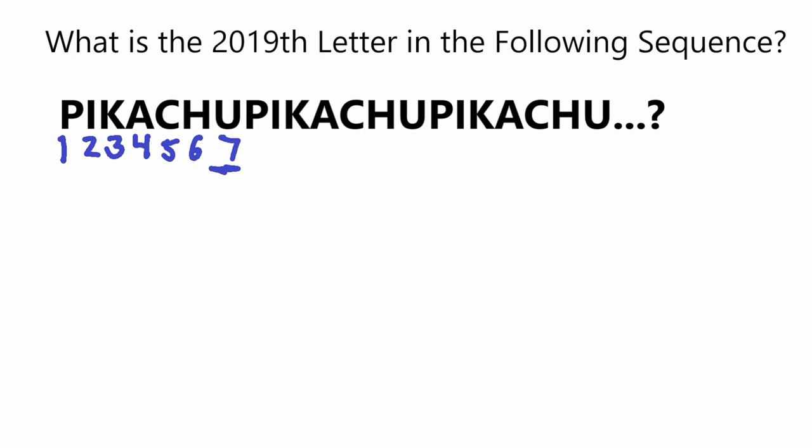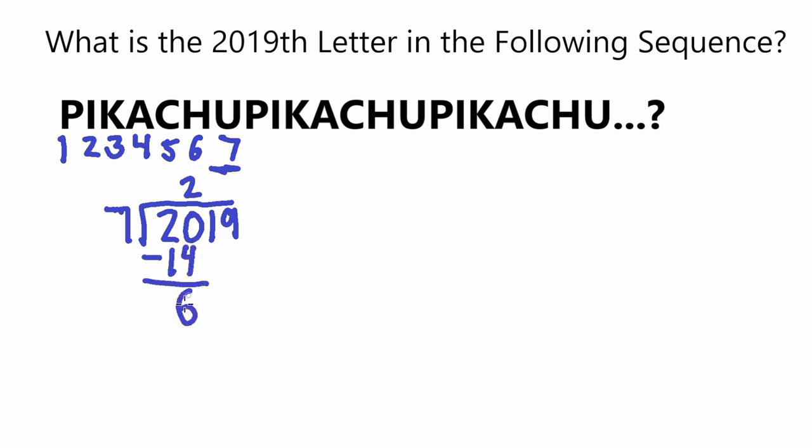So what I'm going to do is divide the position we're trying to find, the 2019th, by 7, since we know that every multiple of 7 is a U, and then we can work from there. I'll do long division. If you remember how long division works, we start at the thousands place and check if 7 fits in. No, but 7 fits into 20 2 times. Now subtract 7 times 2, that's 14, and we get 6.